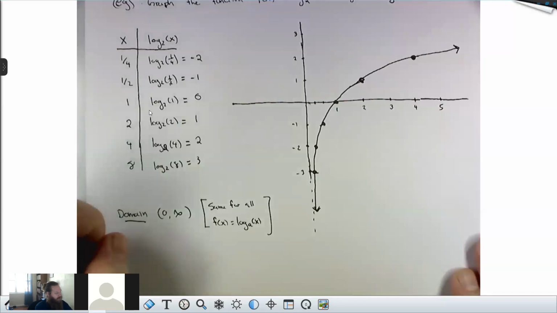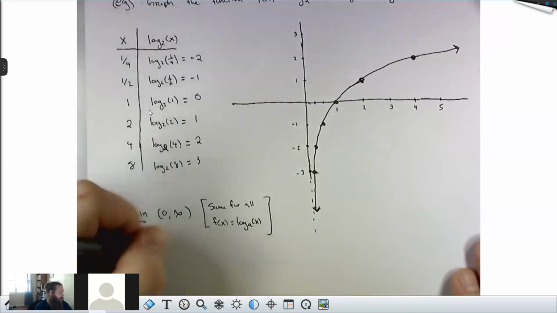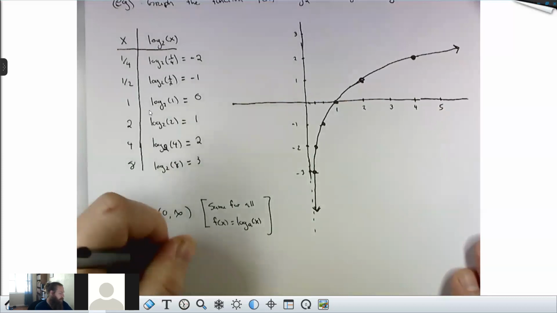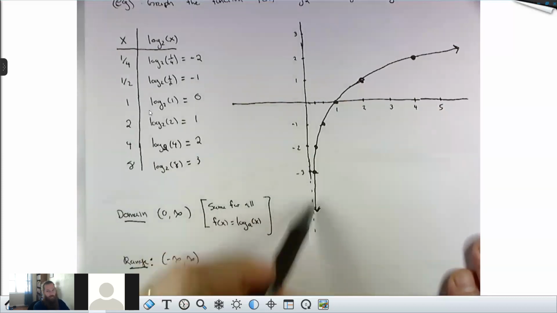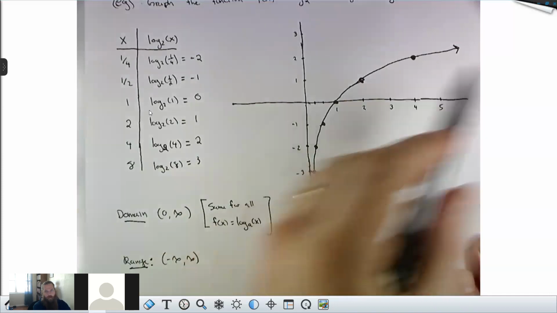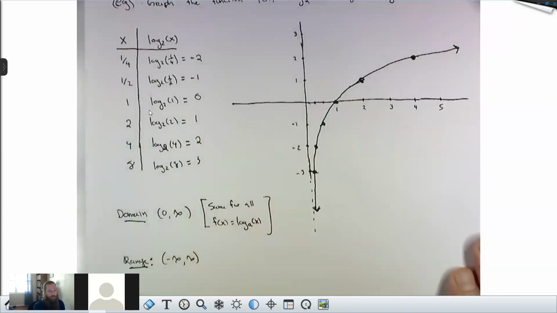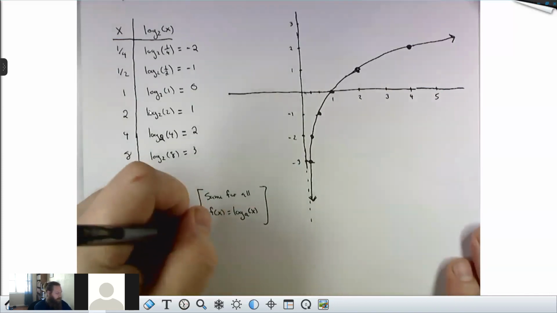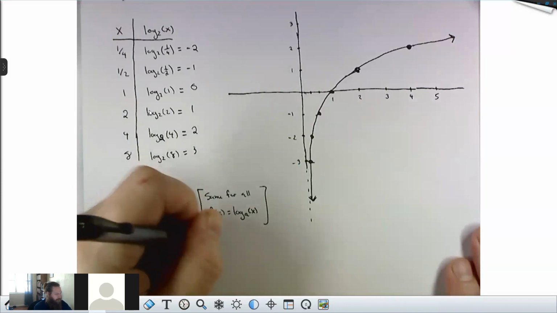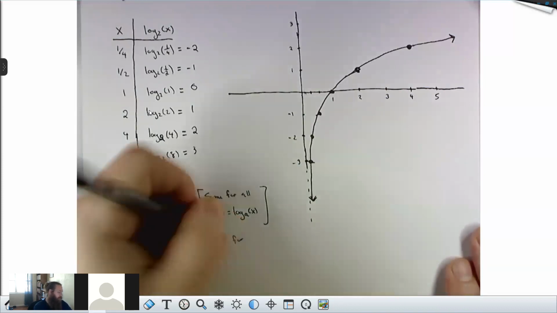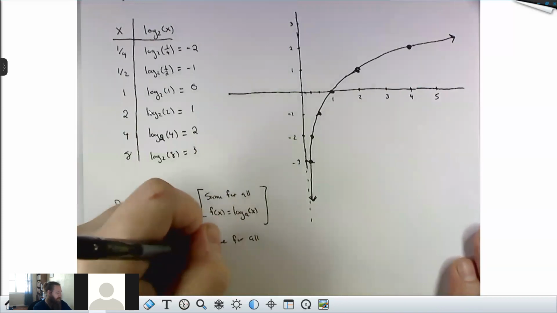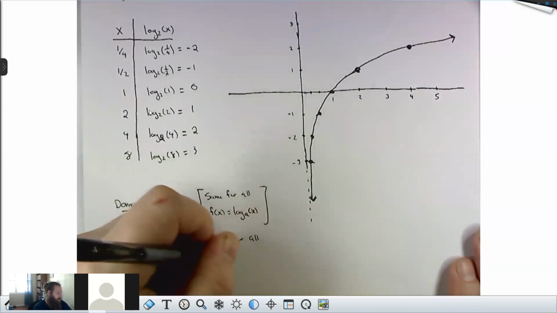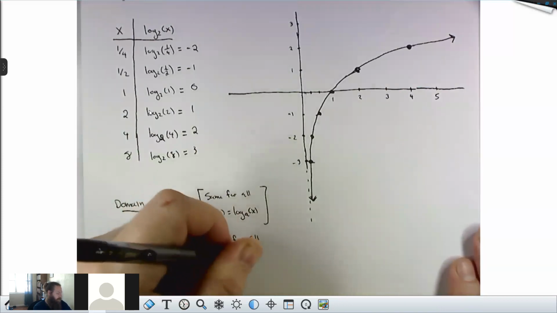The range is all real numbers from -infinity to +infinity. It goes down as far as you want here, and it goes up as far as you want here. It just takes a long time to get there. And this is also the same for all functions of the form f of x equals log base a of x.